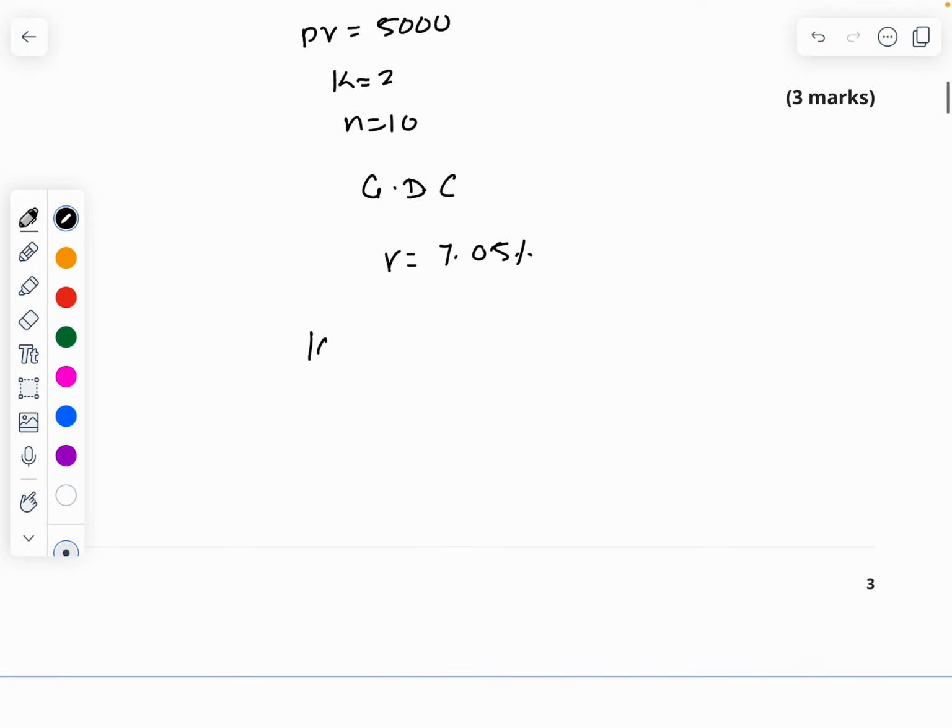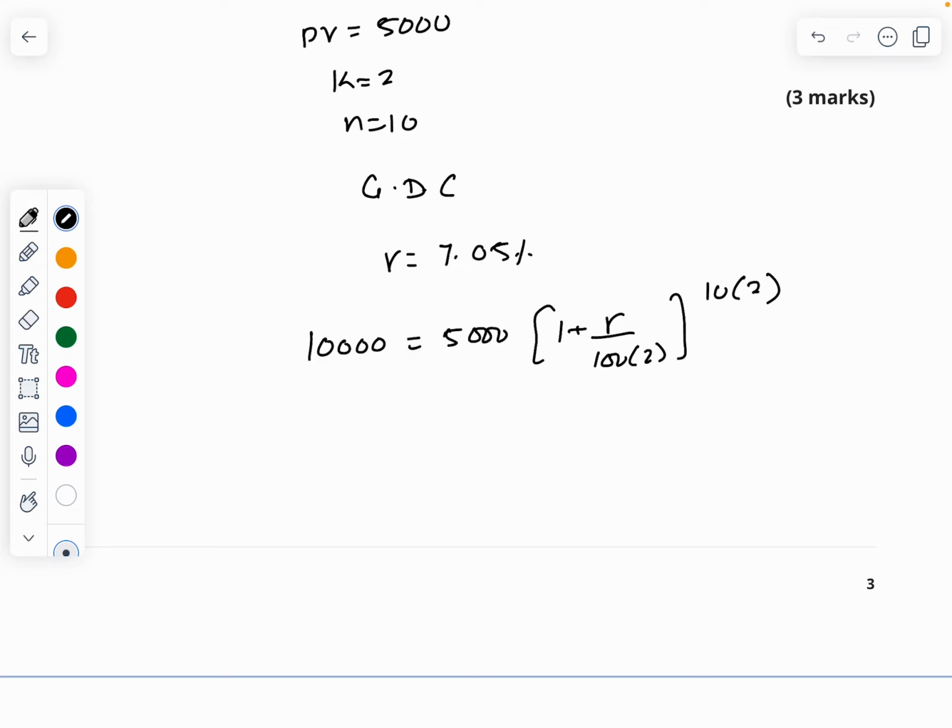You can use this also: 10,000 equals 5,000 times 1 plus R upon 100 times 2, whole to the power of N, where N is again 10 times 2. So you will be getting the R value as 7.05%. All of this I am doing by the basic calculator method.